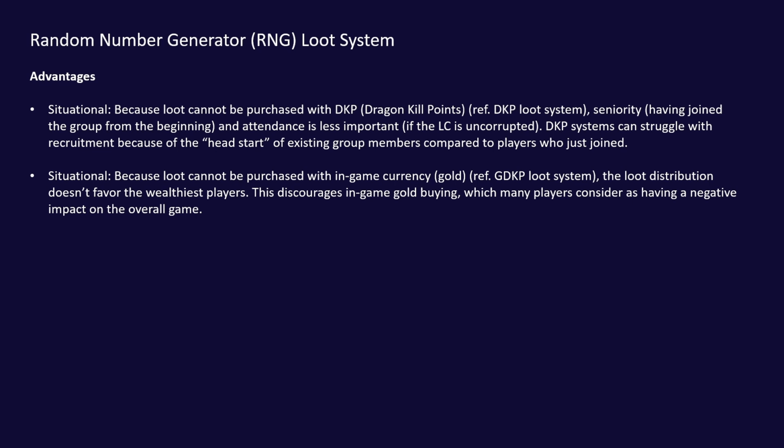Also on the GDKP side, GDKP uses in-game currency, gold, to bid for items, and the person that bids the most for any item will win it. So GDKP in general encourages people to buy in-game currency for real world money, and that's something that most players think hurts the game overall, and it just has a negative impact on the overall game, that people are using their real life money, just buying a ton of gold and then bidding it for every item and just winning everything. So you don't get that with the RNG system either, because it's a chance-based system.